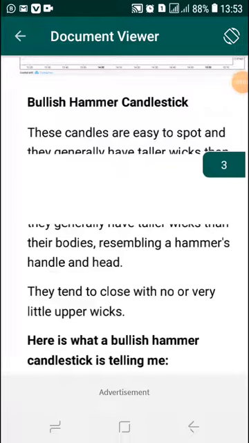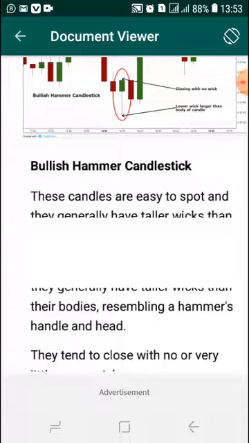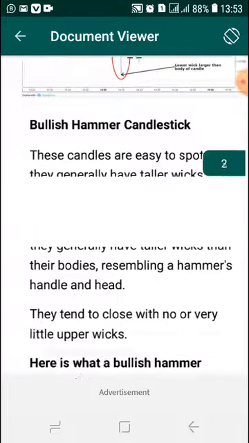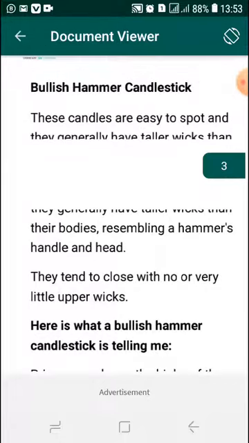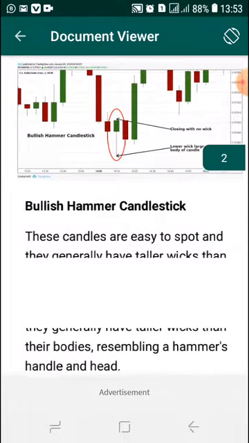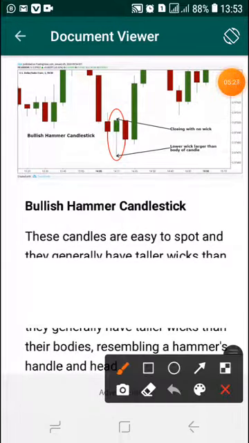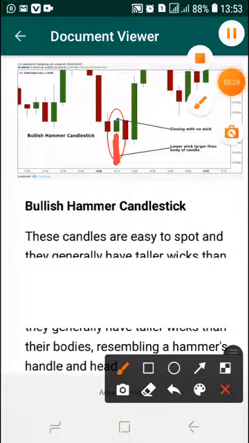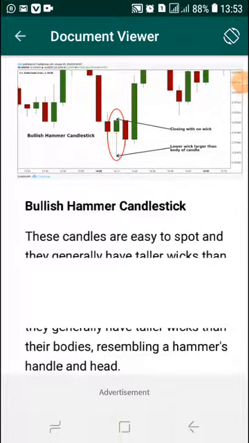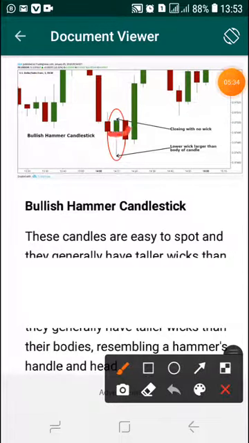So, a bullish hammer candlestick. Sorry about that, seems like my notes didn't print very well here. It says these candlesticks are easy to spot, and they generally have taller wicks than the others. As you can see, it has a taller wick right here, and then the body would close like a hammer. So that's why it's given the name hammer.